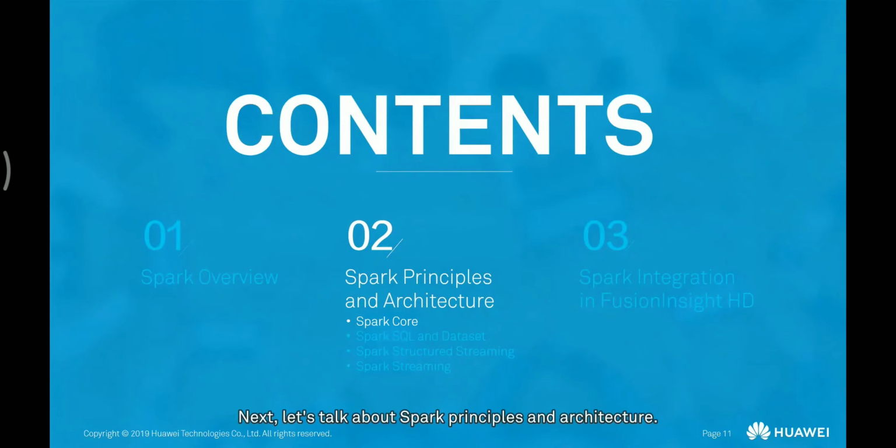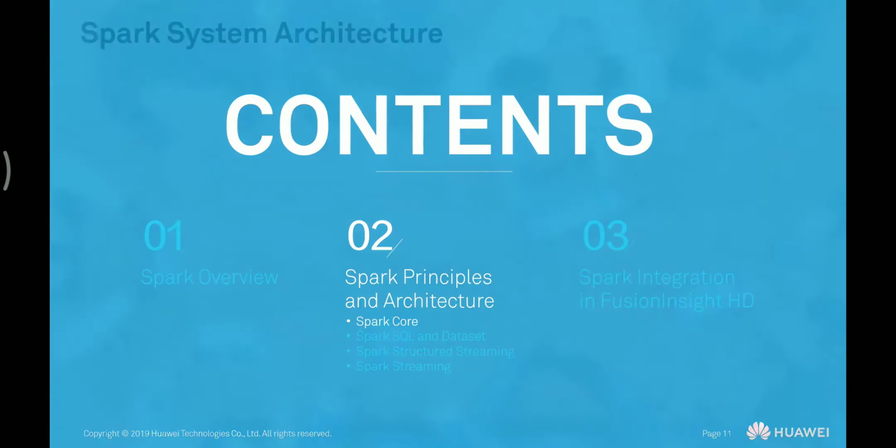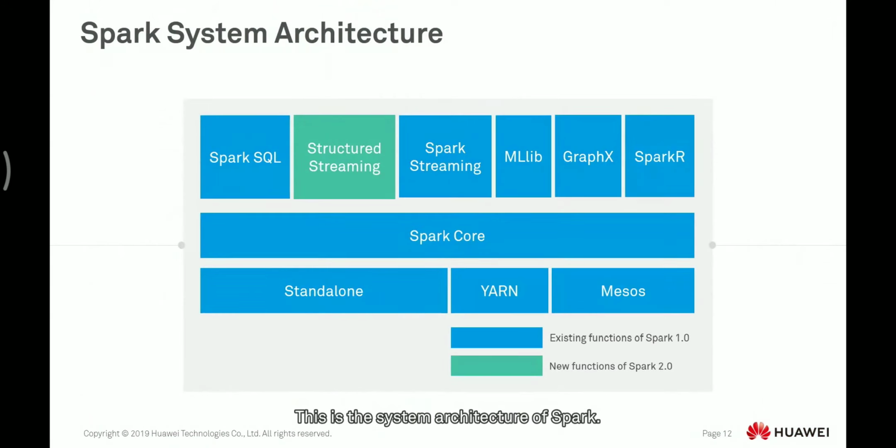Next, let's talk about Spark principles and architecture. The first one is Spark Core. This is the system architecture of Spark. The green part is the new function of Spark version 2. At the bottom is the standalone scheduler, which is a resource management framework that comes with Spark. It also supports the resource management systems of Yarn and Mesos. But Fusion Insight integrates the Spark on Yarn mode by default and does not support other modes currently.